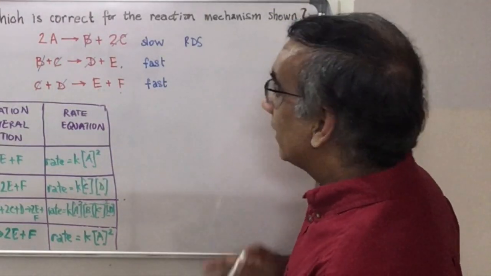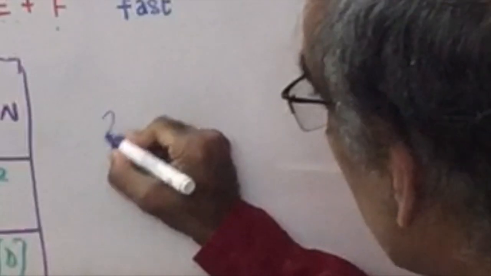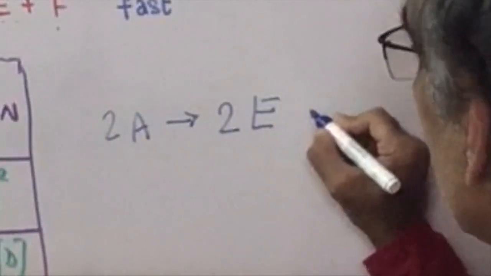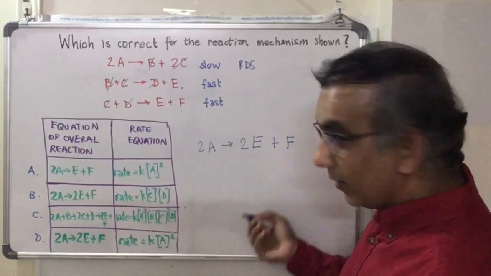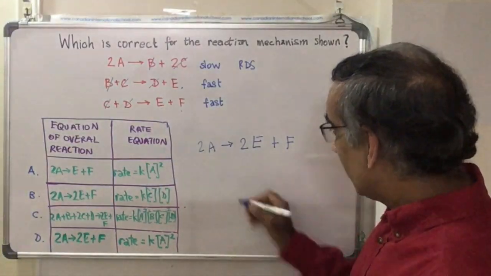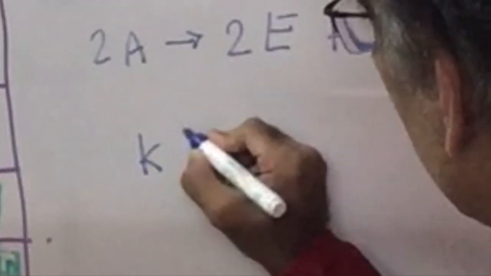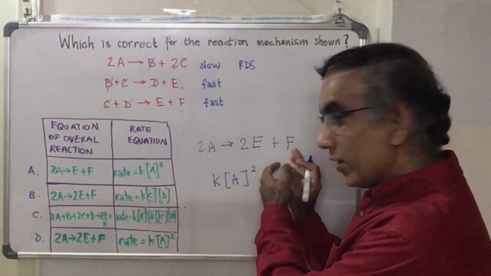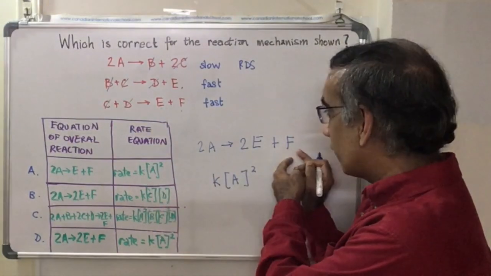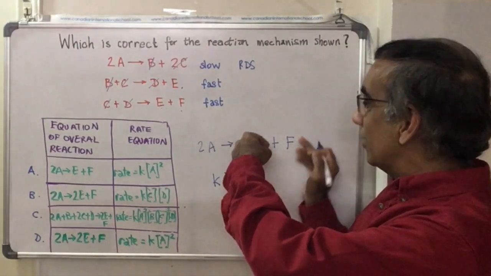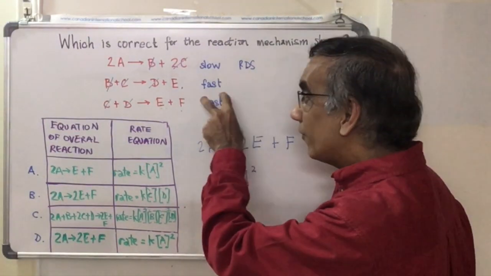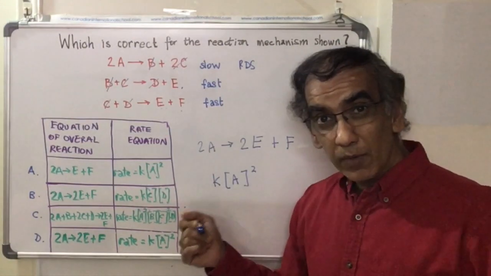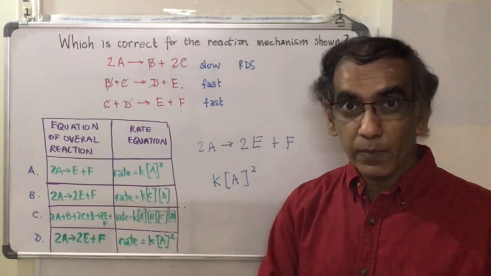But not looking at that, if your overall equation is 2A to give 2E plus F, then the rate of the reaction must be k[A] to the power of 2. This, of course, is not a case of determining the rate equation from a single step, but it's about deriving the rate equation after the mechanism of the reaction has been presented. And to arrive at the mechanism of the reaction, of course, you need experimental data.